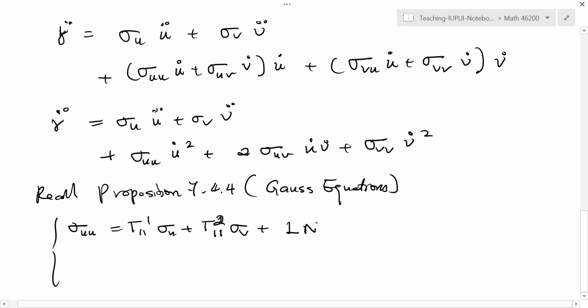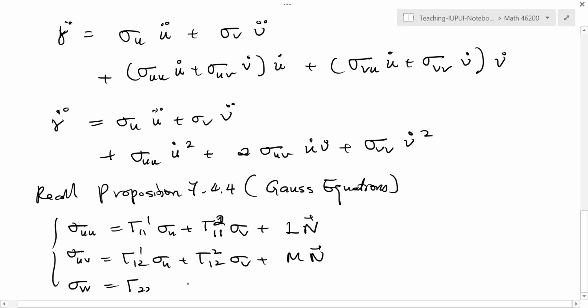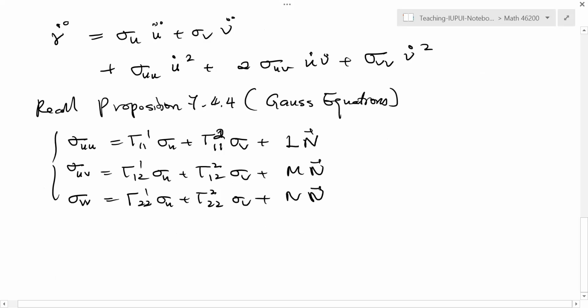And then this must be L. This is the normal vector, right? Sigma uv, L m n, and sigma vv, gamma 221 sigma u, gamma 22 sigma v, and n here. All right.